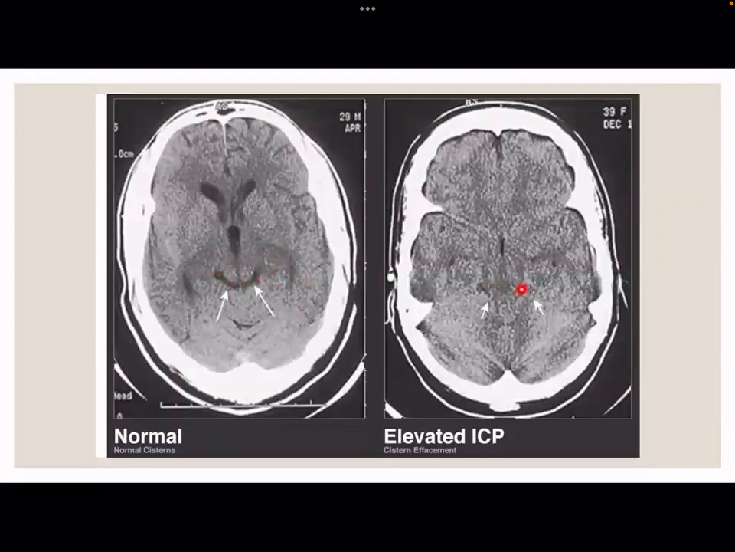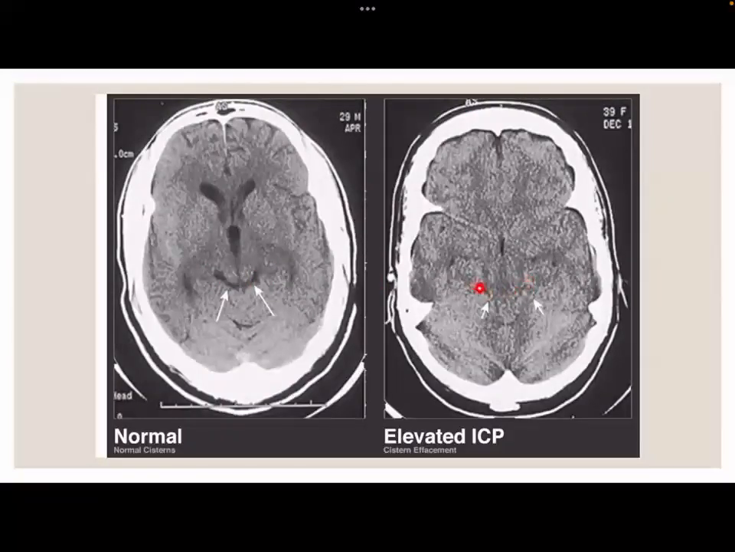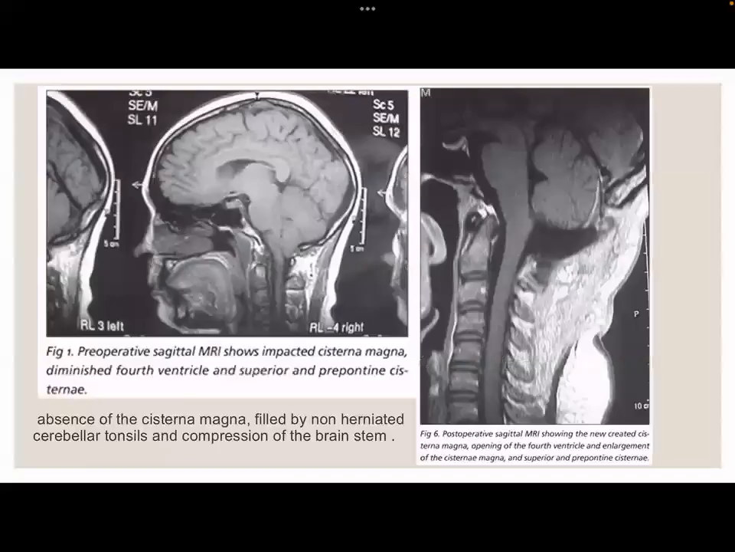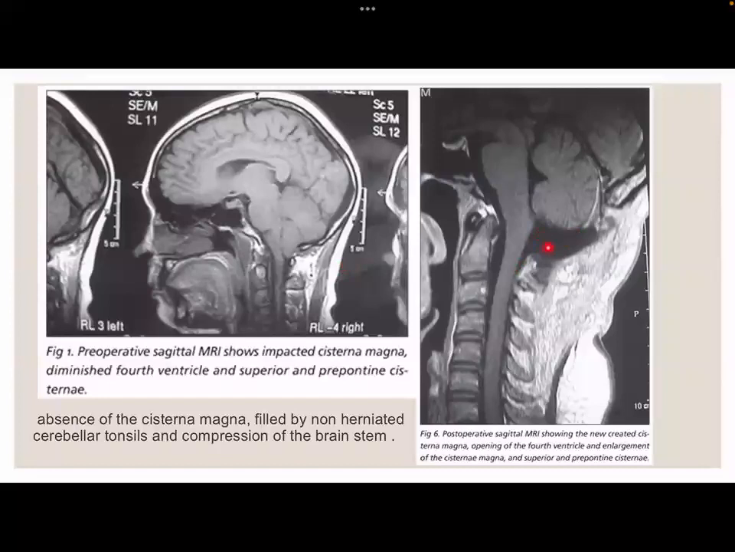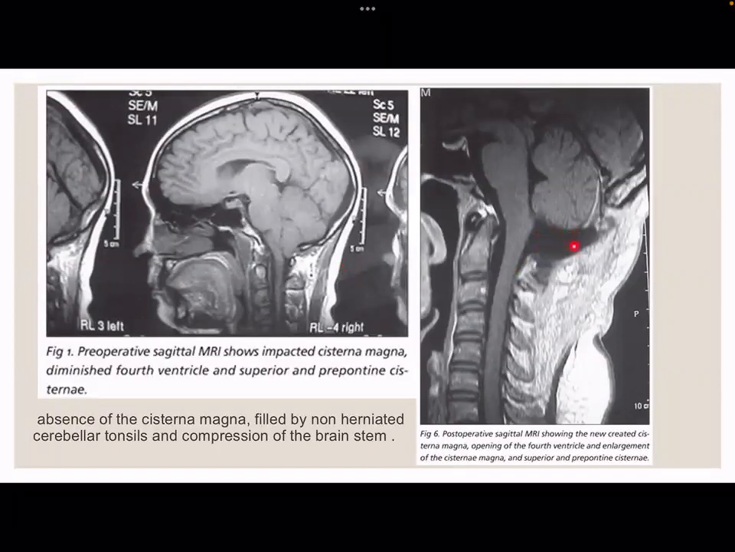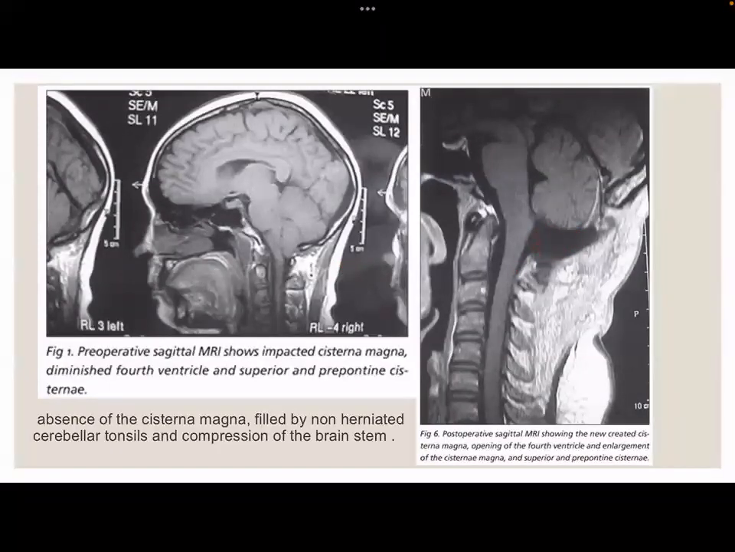Here is the normal quadrigeminal cistern, as we said, the smile sign. But here, with elevated intracranial pressure, the cistern is effaced. And this is also an example of the absence of the cisterna magna, which is filled by herniated cerebellar tonsil, causing compression on the brainstem. And here is after surgery. You can see now the cisterna magna is clear.